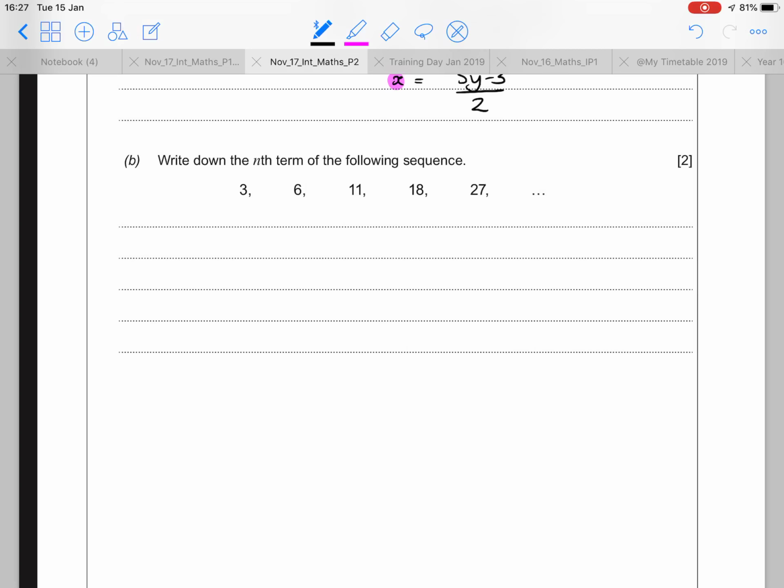Question B wants the nth term. To find the nth term, I need to look to see what times table this is based on. So the first thing that I do is I see what's being added each time. For this first step, it's add on 3. For the second step, it's add on 5. Then it's add on 7. And then it's add on 9.